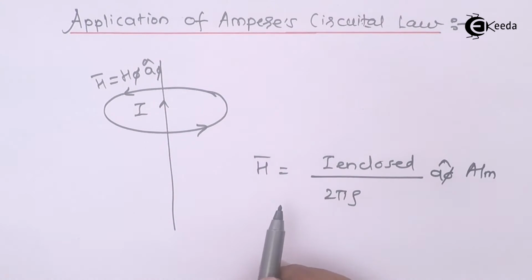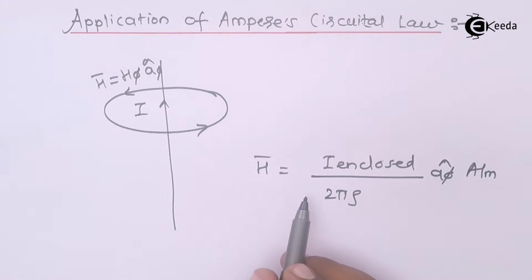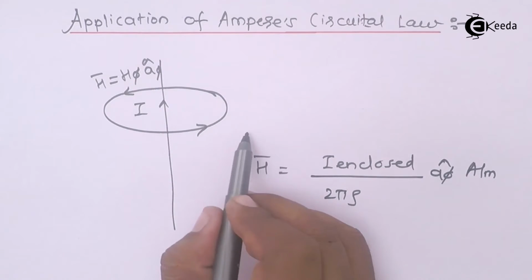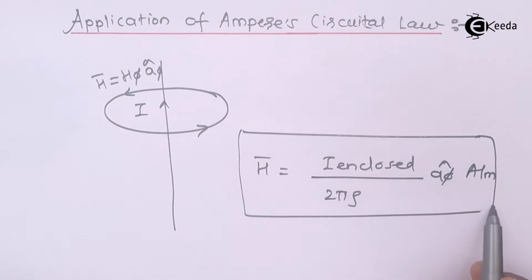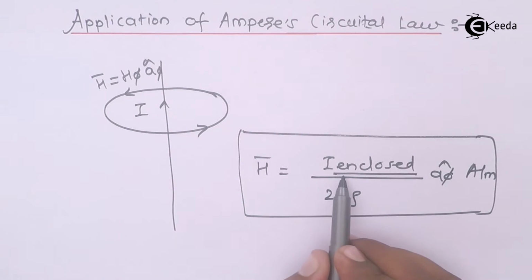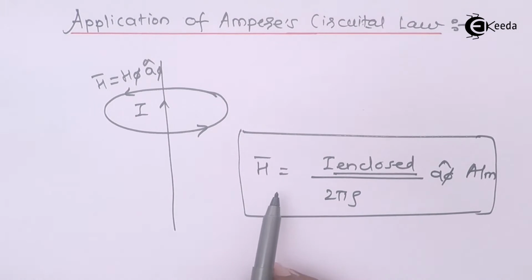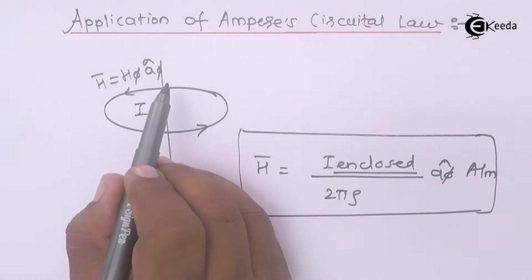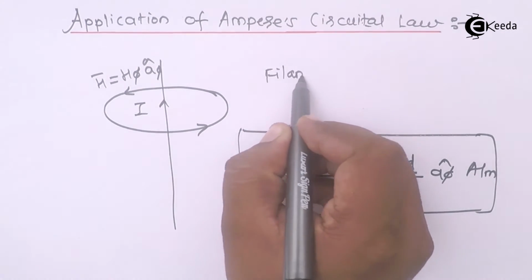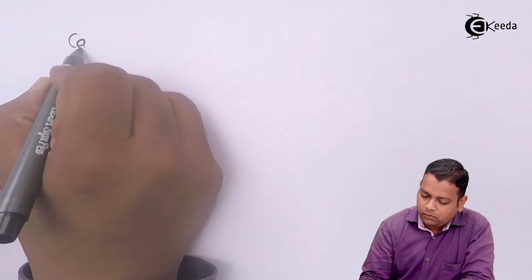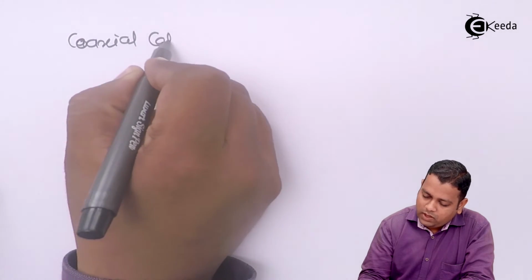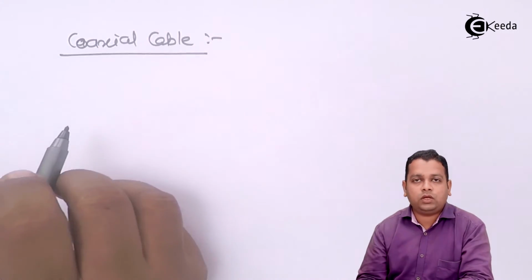So this becomes the same expression we derived for magnetic field intensity due to an infinite filament carrying current through it. The difference in this representation of the formula is just that I have mentioned the suffix enclosed in place of I. So H bar will be given by I enclosed upon 2 pi rho a phi cap if we apply Ampere's circuital law to the filamentary current. Further, if we apply Ampere's circuital law to the coaxial cable, a transmission line we have discussed before.